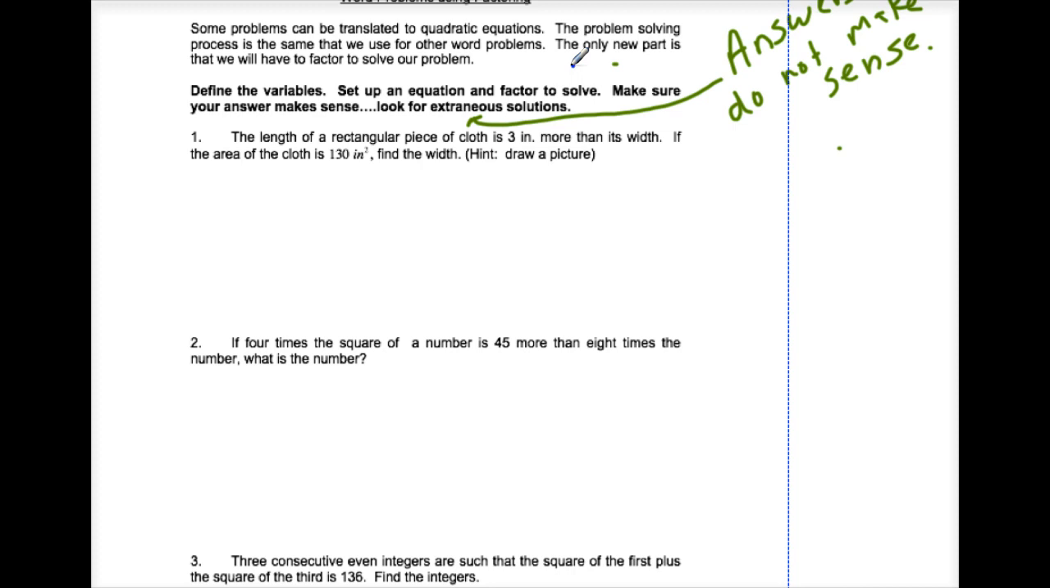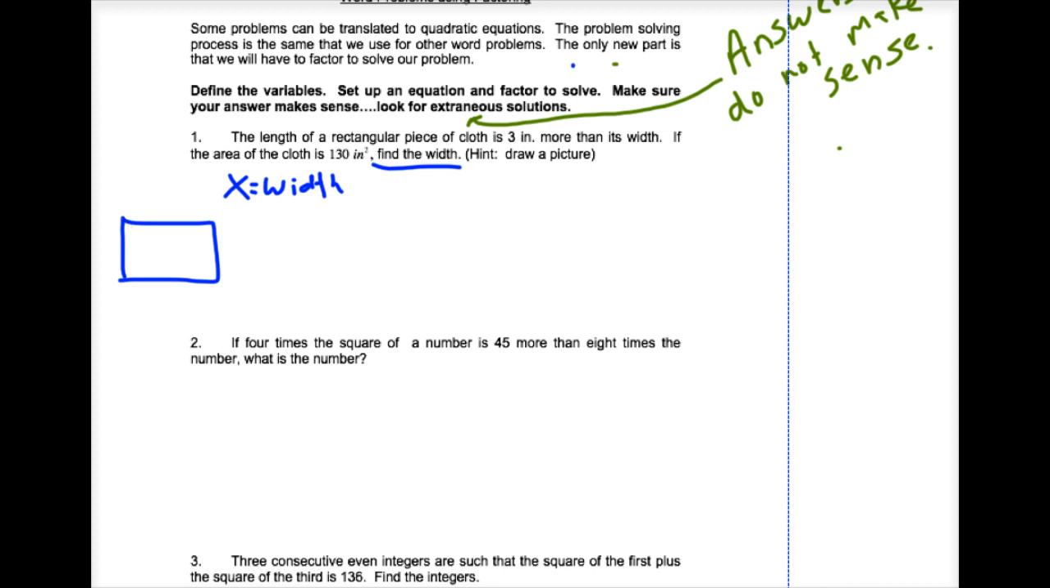All right, here we go. The length of a rectangular piece of cloth is 3 inches more than its width. The area of the cloth is 130 inches squared. Let's find the width. So everybody set up X equals the width, because it says find the width. So that's my variable set. And then I'm going to draw a little rectangle. It doesn't have to be perfect. Sketch yourself a little rectangle.